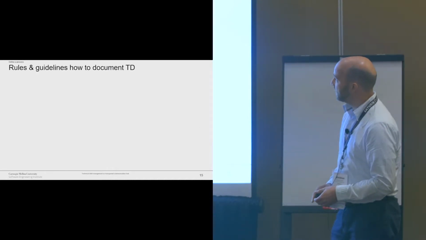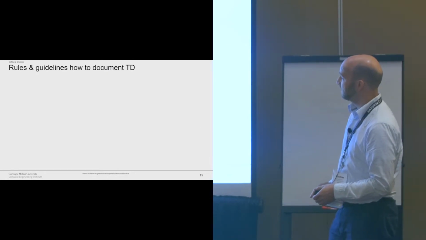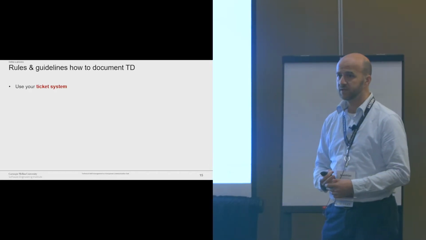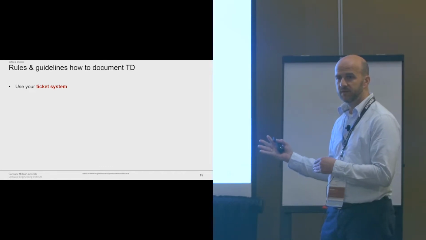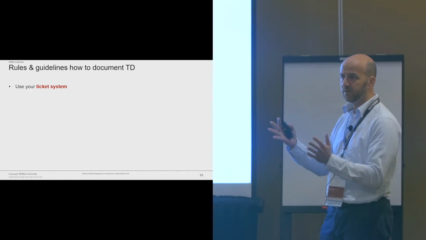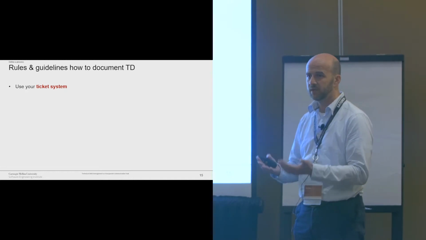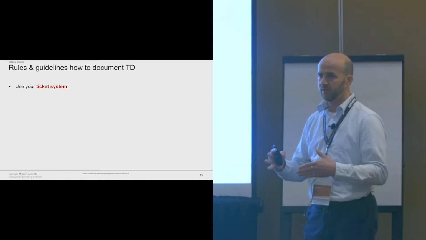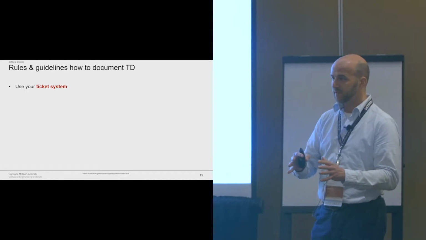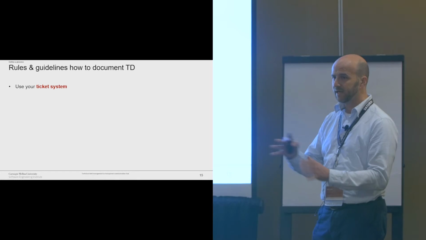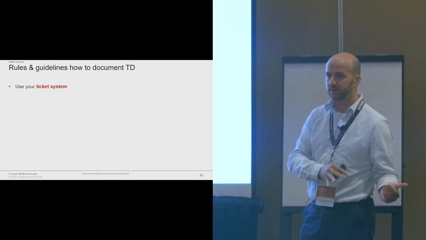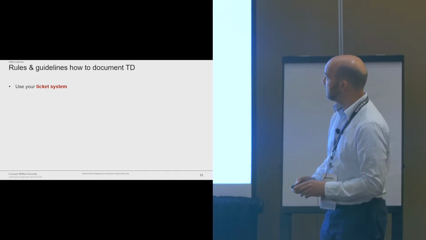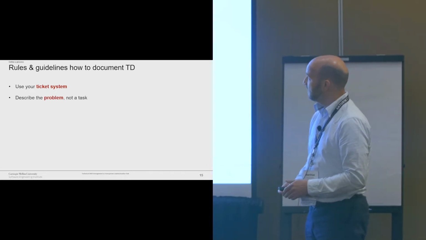So we put up some rules and guidelines on how to document technical debt. At first we said to use the ticket system, because bugs and technical debt are something similar, and it makes sense. It was obvious for us because technical debt, in the components or wherever it is, can relate to bugs, or could lead to bugs. So use your ticket system.